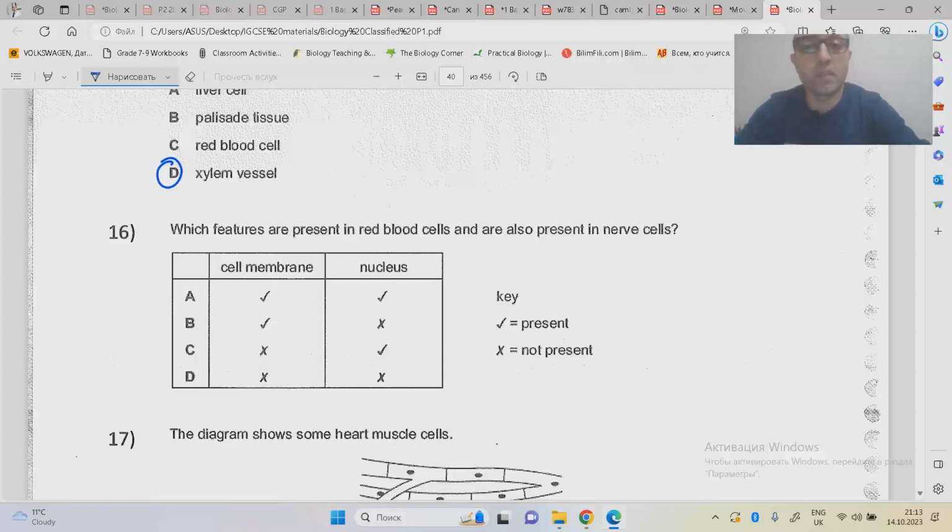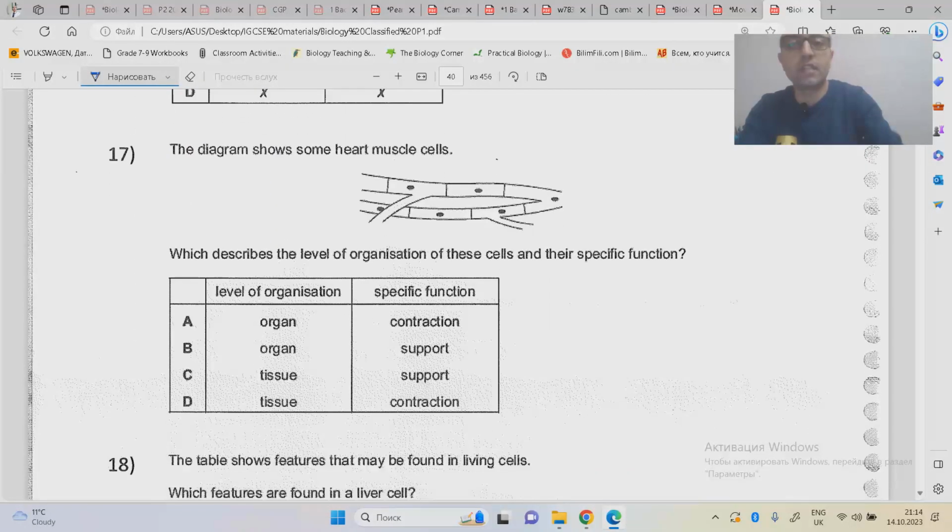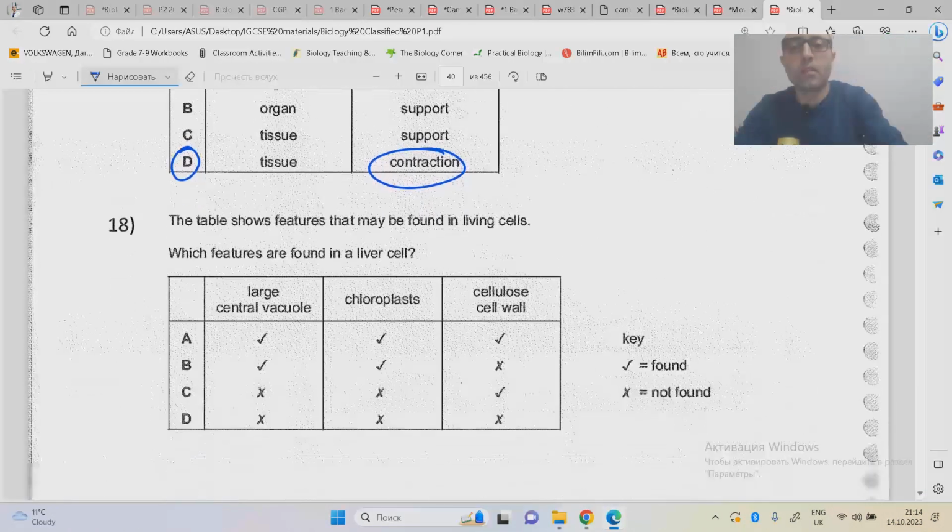Which features are present in red blood cells and also present in nerve cells? Nerve cells have a nucleus, but red blood cells don't, so we can't choose nucleus. But cell membrane, yes, is common to both of them. The answer is B. 17, they are showing heart muscle cells, which describes the level of organization of these cells and their specific function. In this picture, guys, as you see, we have similar cells, which means it will be a tissue. And if it is muscle, muscles have contraction. So the answer here is D.